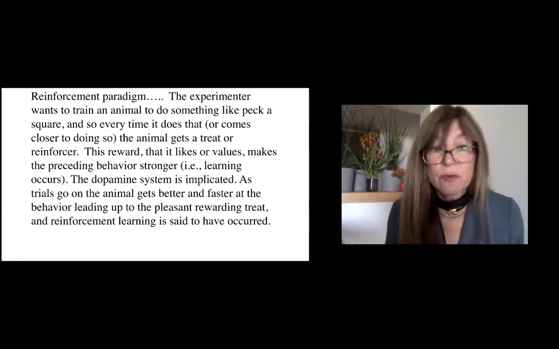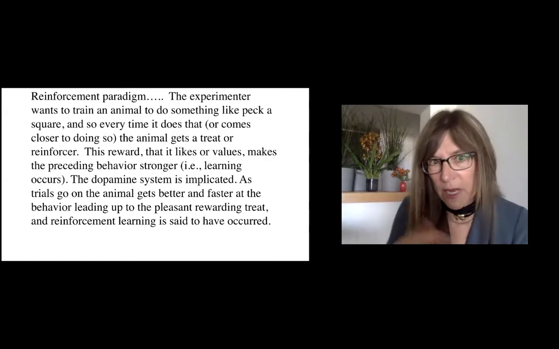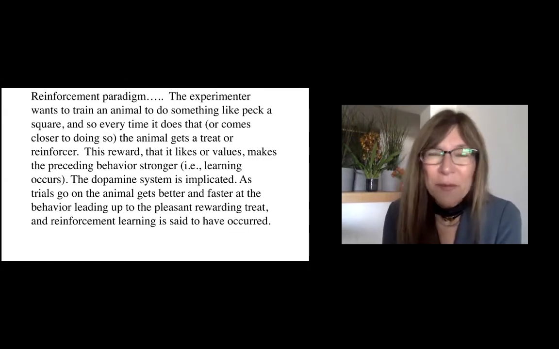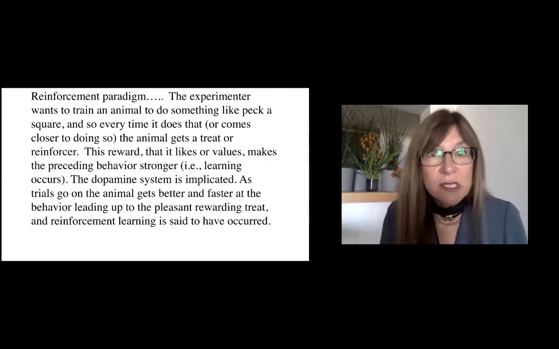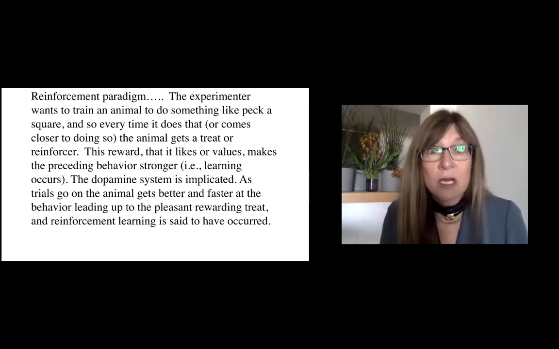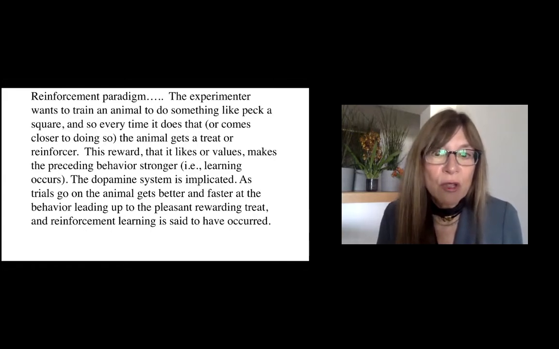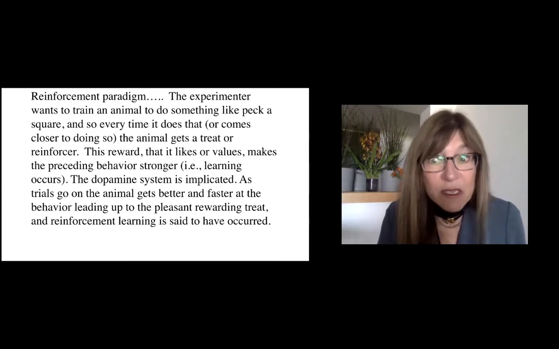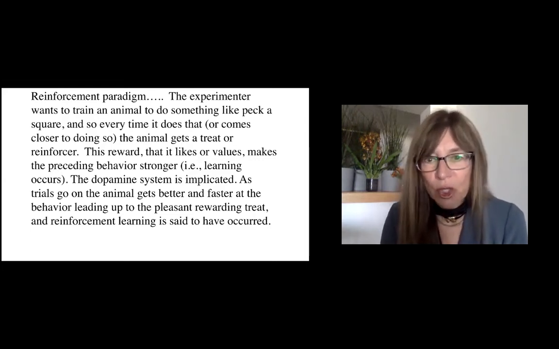The experiment, so let's just go to the reinforcement paradigm that we've studied in psychology for years. I'm going to mainly refer here to operant conditioning, but there's also classical conditioning. Basically, you can play it for both. The experimenter wants to train an animal to do something like peck a square. And so every time it does that or comes close to doing that, the animal gets a treat or a reinforcer. This reward, which the animal likes or wants or values, makes the preceding behavior stronger. That is, learning occurs. The dopamine system is implicated in this. And as trials go on, the animal gets better and better and faster at the behavior leading up to the pleasant, rewarding treat. And reinforcement learning is said to have occurred.